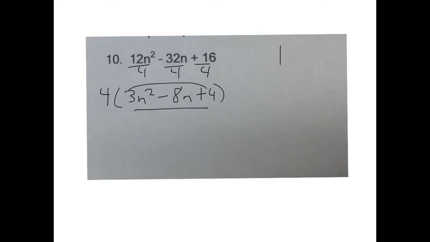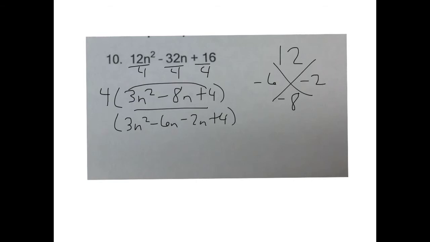3 times 4 is 12 to get a negative 8. We need negative factors, and that's going to be 6 and 2. So this will be 3n squared minus 6n minus 2n plus 4. Keep the 4 out. Group. Those have a 3n in common.